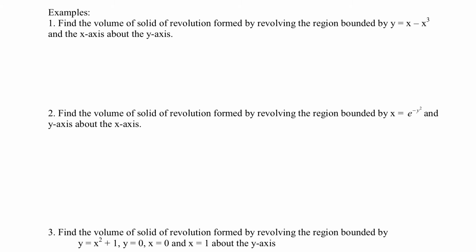All right, so now let's just go ahead and do some examples. Number 1 says, find the volume of the solid of revolution formed by revolving the region bounded by y equals x minus x cubed and the x-axis about the y-axis. So let's graph this real quick. This is that first example that we were talking about, and it looks like this. This crosses over here at 1, and that's 0. And I'm taking this and I'm going this way with it about the y-axis.